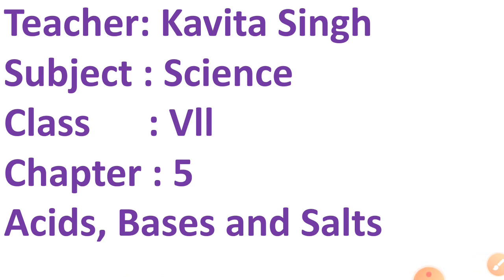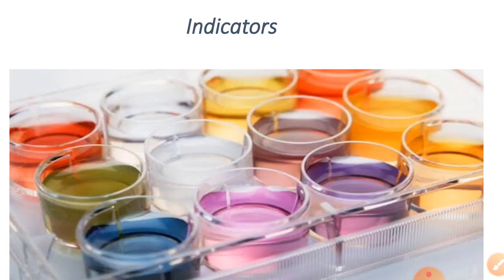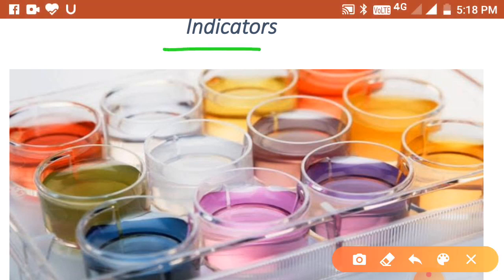Today we are continuing our fifth chapter, that is acids, bases and salts. In last class we learned about the acids and bases. We learned the properties of acids and bases. Remember one thing students, we should not taste unknown substances because they could harm us. And today's topic is indicators.